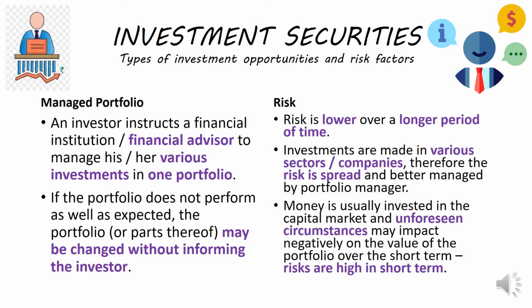All right, money is usually invested in the capital market. Okay, so any unforeseen circumstances can impact negatively on the value of your portfolio over the short term. I did say risk is low over the longer period of time, but risks are relatively high in the short term. In the short term, there are always fluctuations as a result of unforeseen circumstances, random things that happen that impact on the value of your portfolio that nobody could foresee. Random events. It's not something that anybody can predict. And over the short term, that can happen. But if you leave your investments for a longer period of time, the effects of these random events will flatten out, and over the long term, the effects will be less.